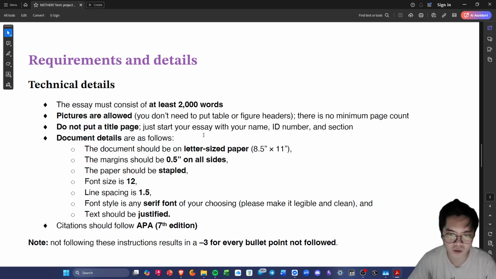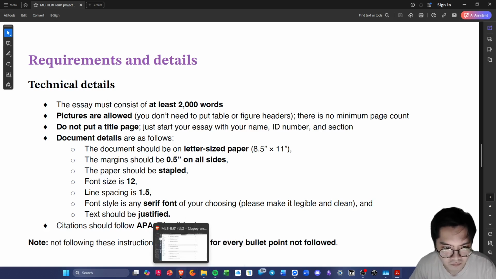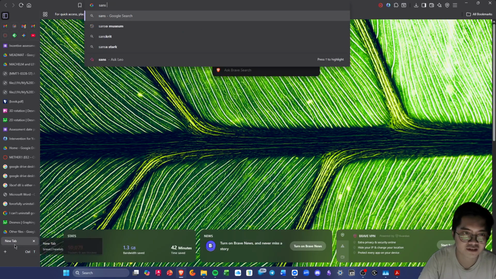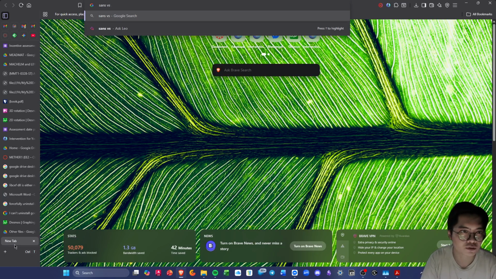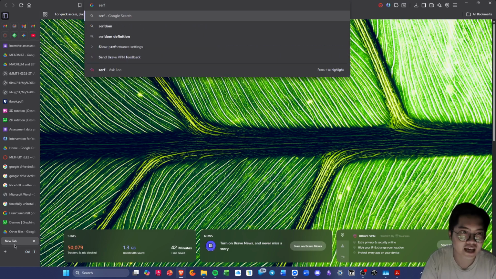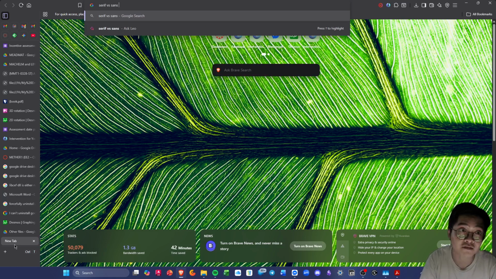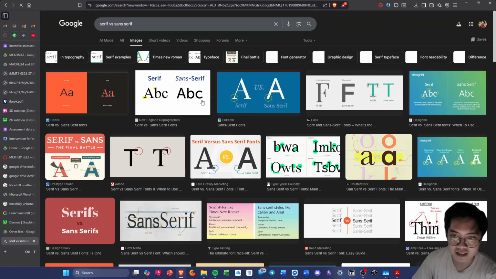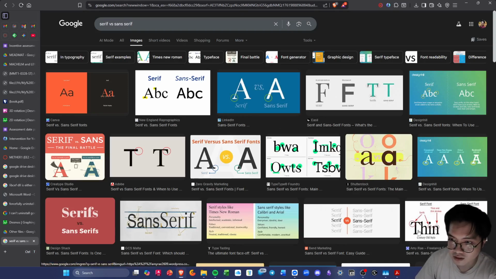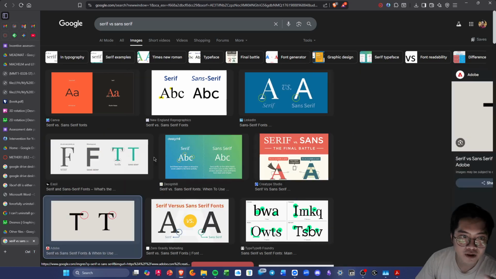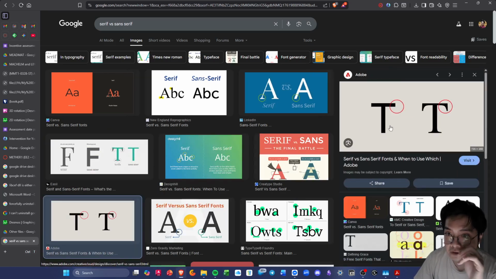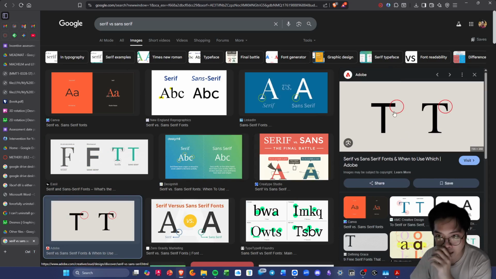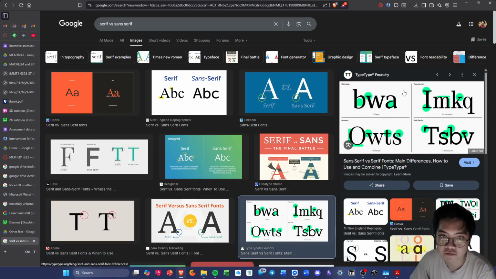Serif fonts are the ones that have the little stems and stuff. Let's just do serif versus sans serif. If ever people don't understand what this is, this will let you know. The one on the left is a sans serif, literally without serif, and the other one is the serif. So any kind of serif font would do.